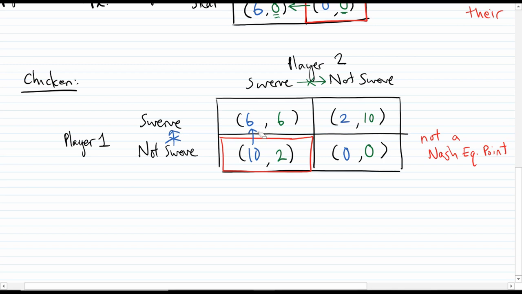The same sort of analysis is going to show that this point in the top right is another Nash equilibrium point. Would player 1 like to move from this square to this square? Well, no, that decreases their score from 2 to 0. Would player 2 like to move from this square to this square? Well, no, that decreases their score from 10 to 6. And so neither player is incentivized to switch their strategy.